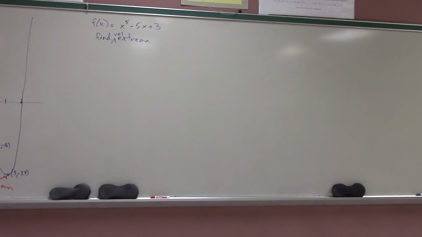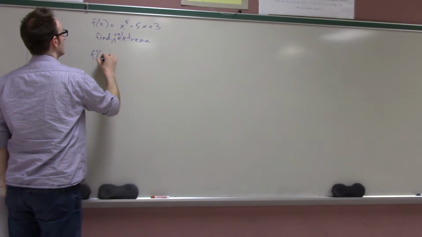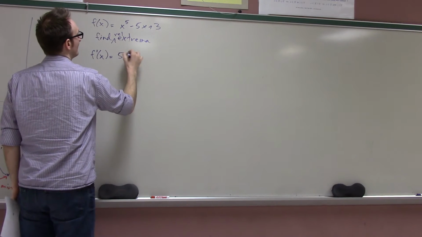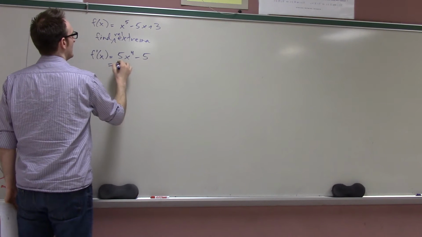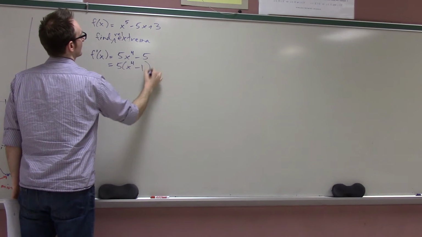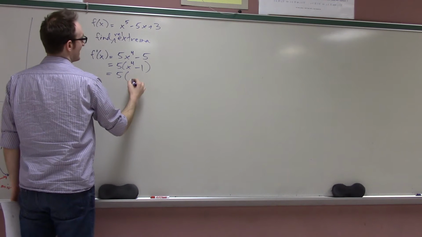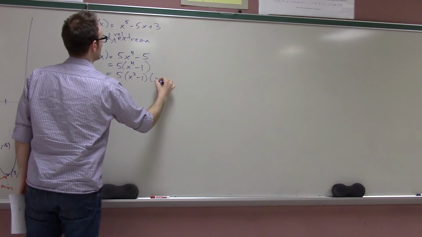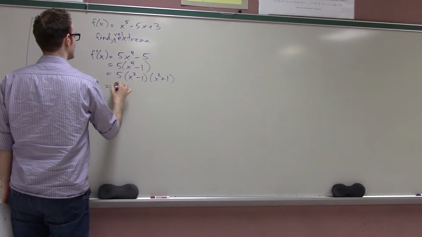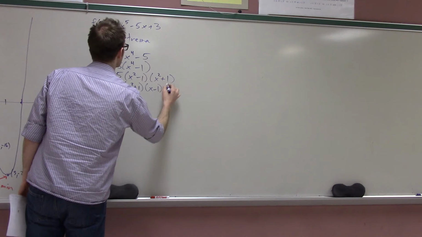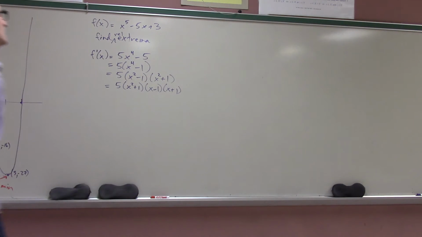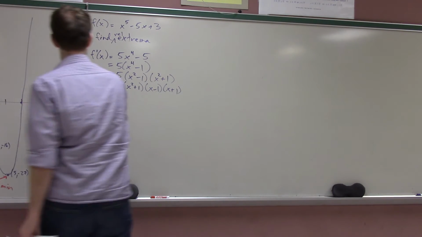Okay. How can I do this? Well, the old way was that you take the derivative. So you get 5x to the 4th minus 5, factor out the 5, x to the 4th minus 1, and then this is 5, x squared minus 1, x squared plus 1, and I could even write it as 5, x squared plus 1, x minus 1, x plus 1. Which means that the derivative looks like this.